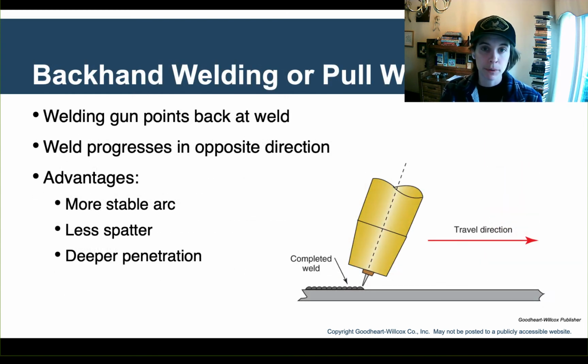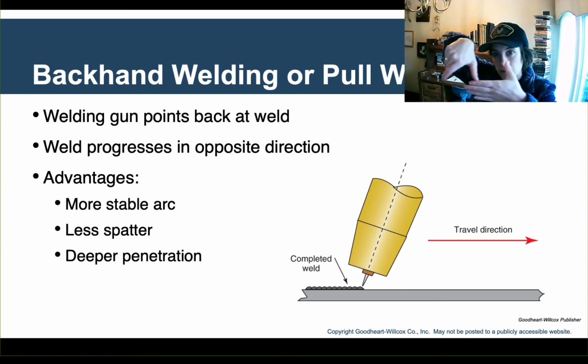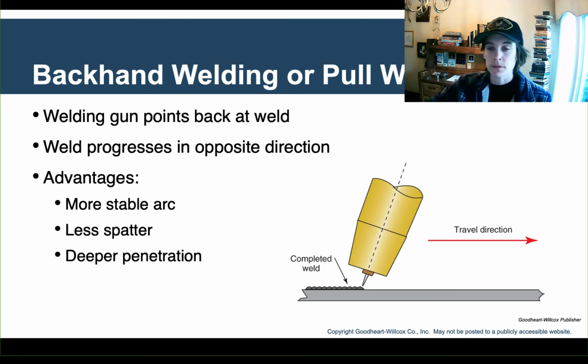And then we talked a little bit about this when I was doing our first demonstration. I know we haven't had a lot of time to practice this yet, but we will. You can do backhand or pull welding, or you can do push welding, when you weld away from yourself. Backhand is welding back towards yourself. The welding gun points back at the weld. The weld progresses in the opposite direction. Your weld is here, your gun is here, and it progresses opposite. There are differences in pull welding versus push welding.